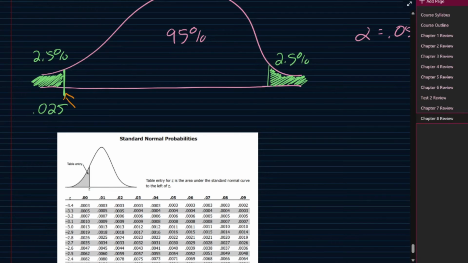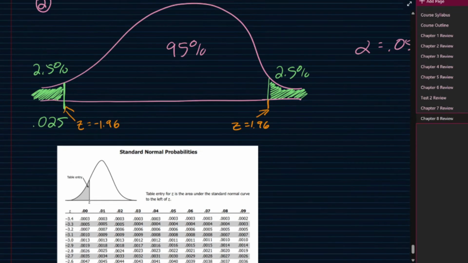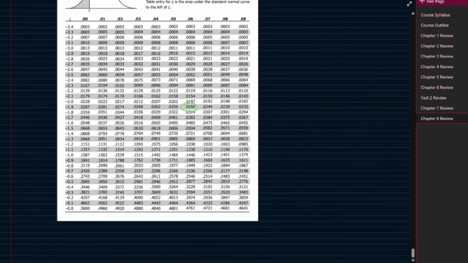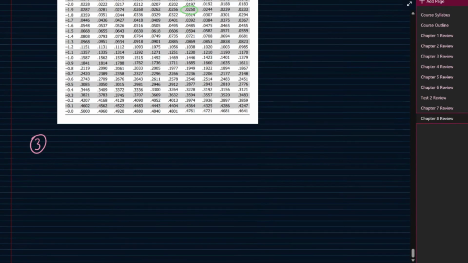That would be the boundary of this critical value. That's negative 1.96. And this one is positive 1.96. And if you wanted to look it up on the table, you would look up the area closest to 0.975, because the area to the left of that point is 97.5% of the data. So we found our two critical values. Step 3, we calculate our test value.